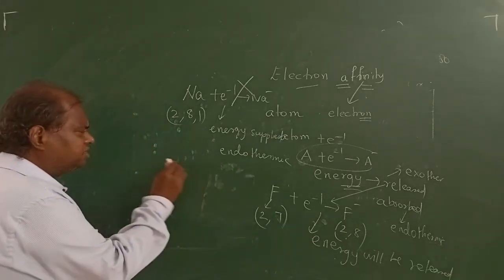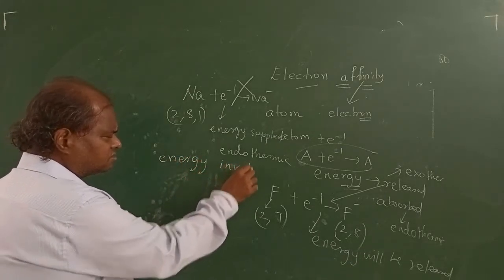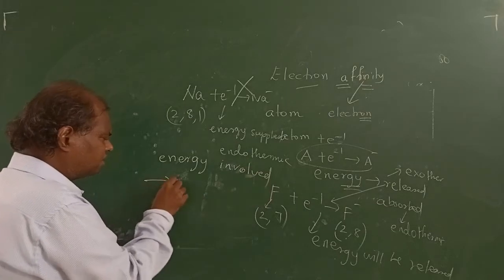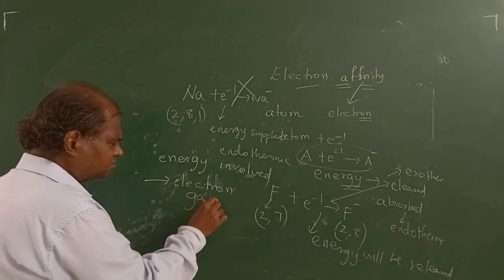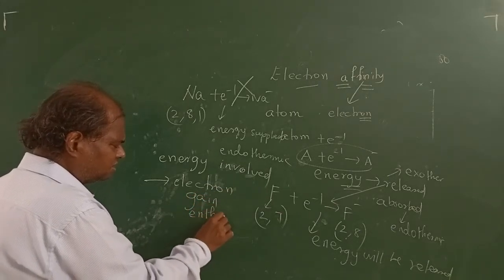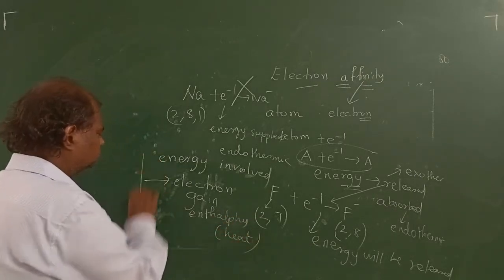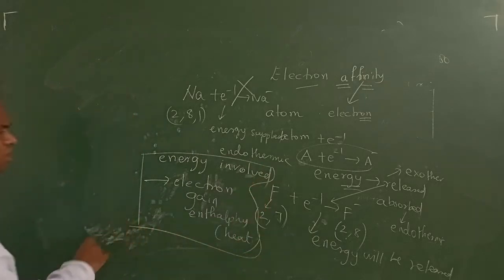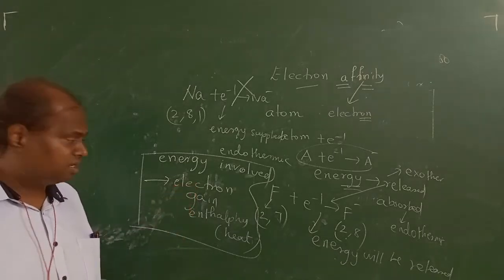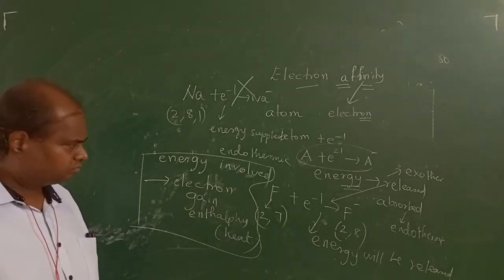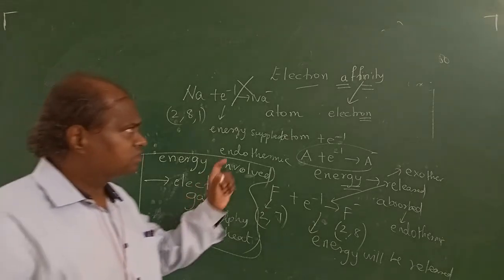Now, this energy, very important, the energy that is involved, also has another name: it is called electron gain enthalpy. Enthalpy means heat. So whatever energy is involved is called electron gain enthalpy, the heat that is involved. So this is what is called electron affinity.